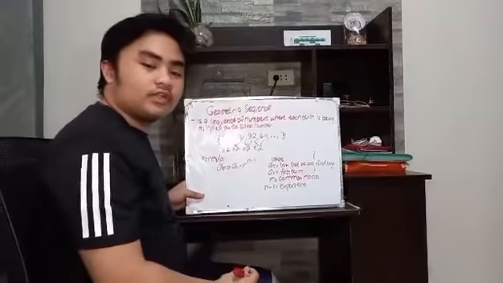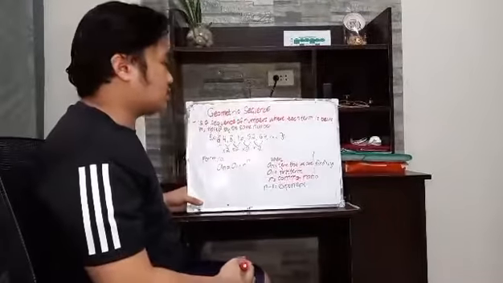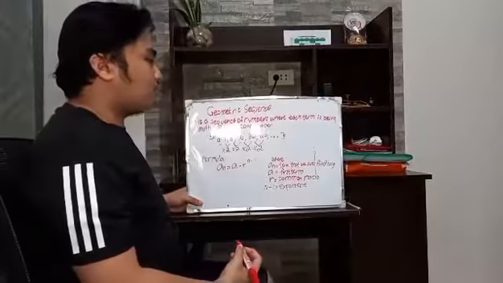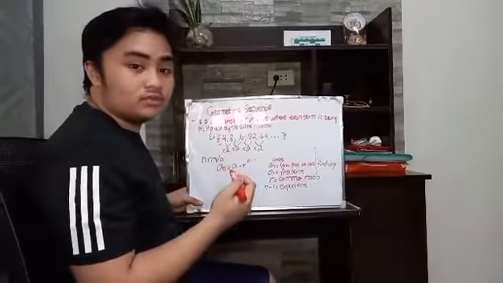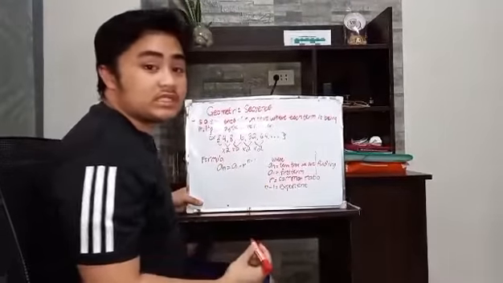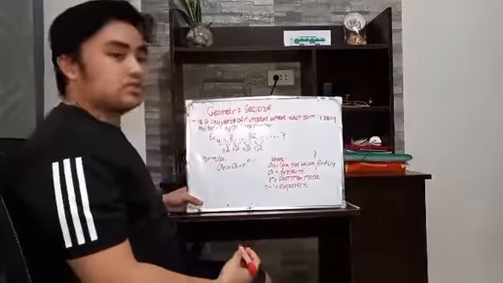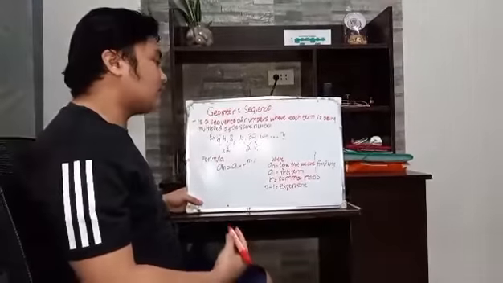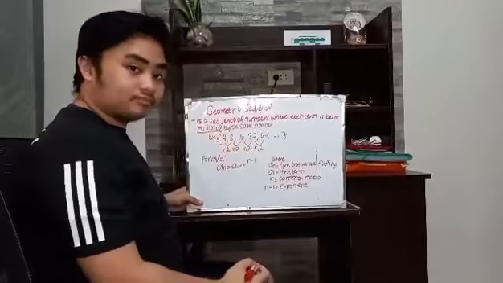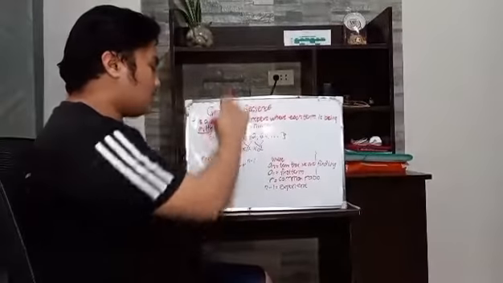Okay guys, so for today's video, I will discuss what a geometric sequence is. But before we go into the solutions or solving of geometric sequences, let us first define what a geometric sequence is. A geometric sequence is a sequence of numbers where each term is being multiplied by the same number.